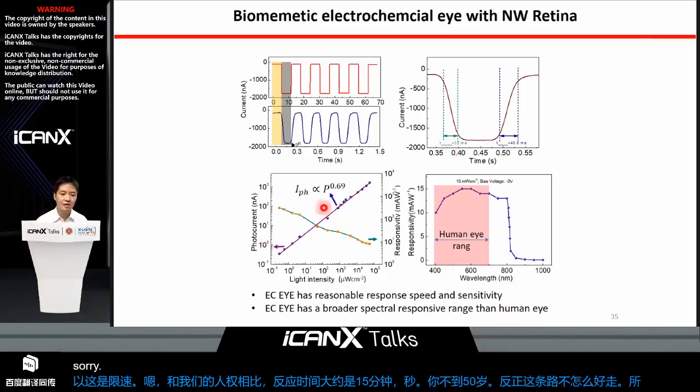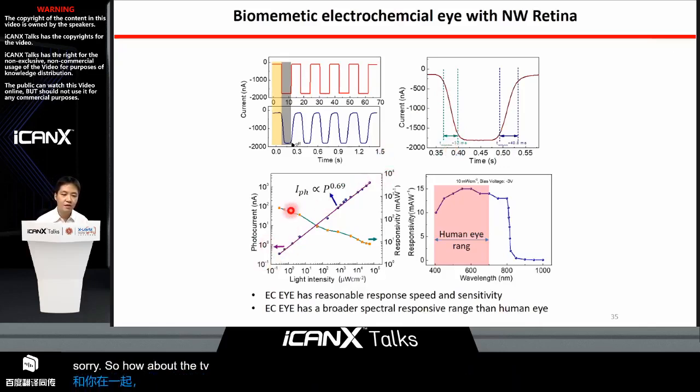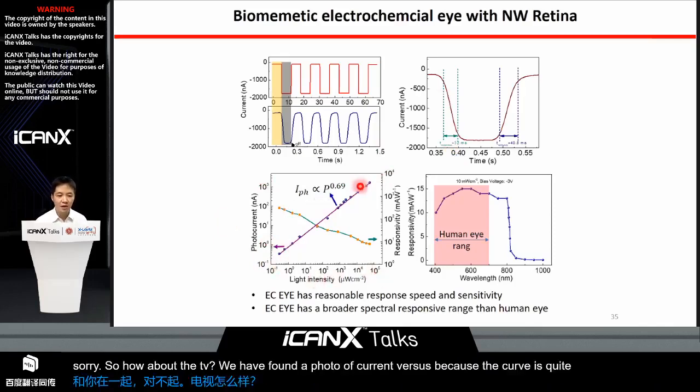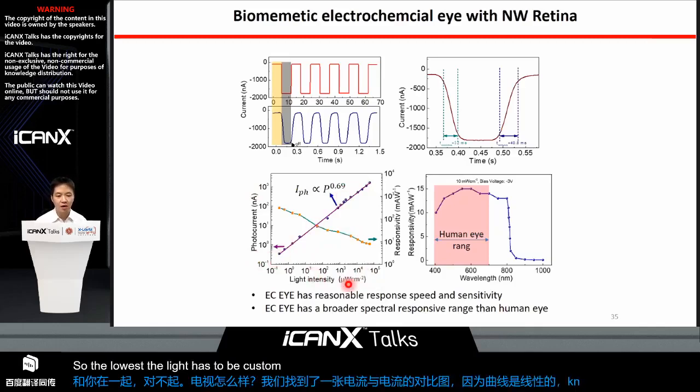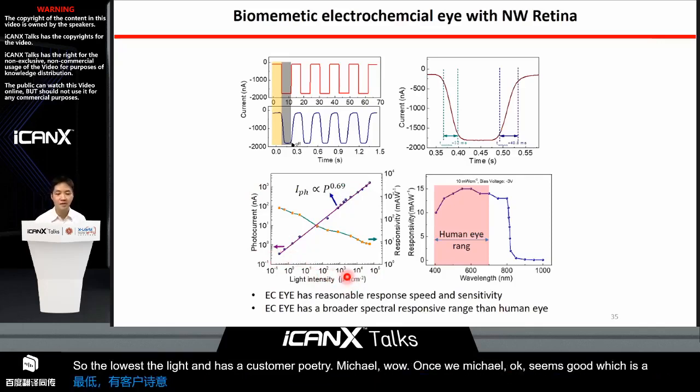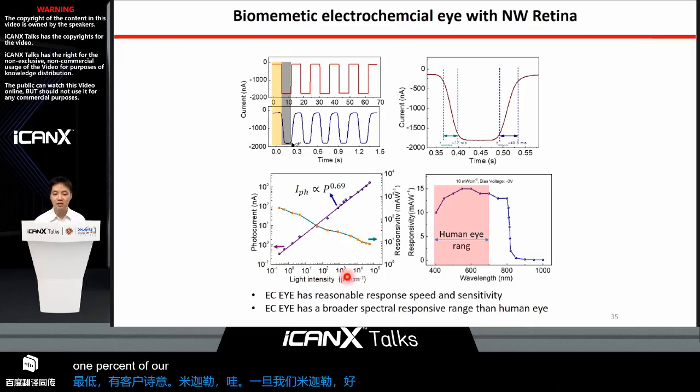So how about sensitivity? We found the photocurrent versus light intensity curve is quite linear, on a log scale, of course. The lowest light intensity we tested was 0.3 microwatt per cm squared, which is about 0.1% of our indoor light illumination at nighttime.